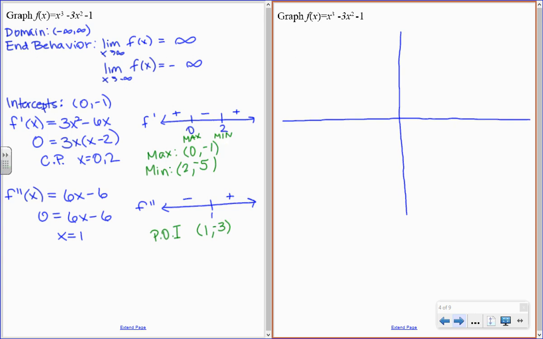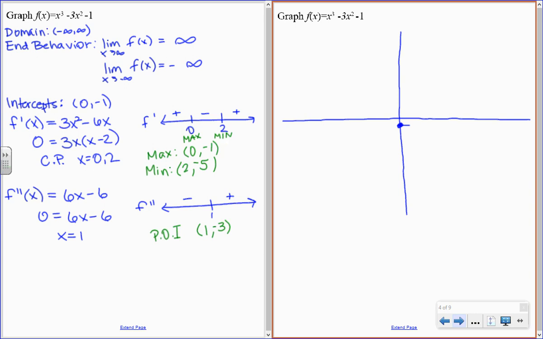Now you will have graph paper, like a graph grid that I will give you on your worksheet or on your quiz or on your test, all of those things. Okay? So I would plot all of the points that we found. Okay? We have a y-intercept of 0, negative 1. We also know that that is a maximum.